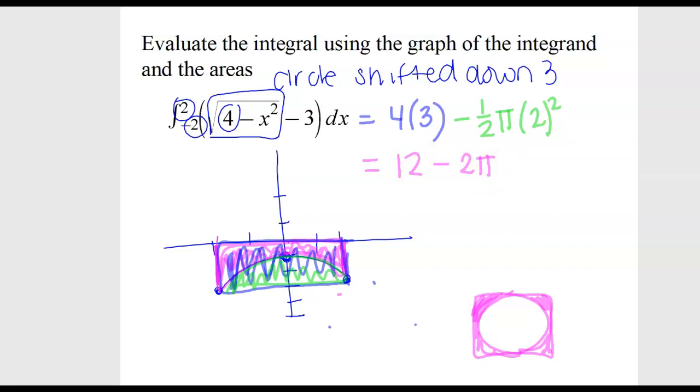We get that the area of that pink region is 12 minus 2 pi, but all of that is below the curve. So really, it's all additionally negative. The area below that is negative 12 plus 2 pi. So that everything is below.